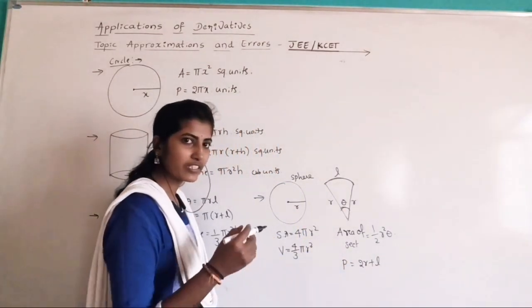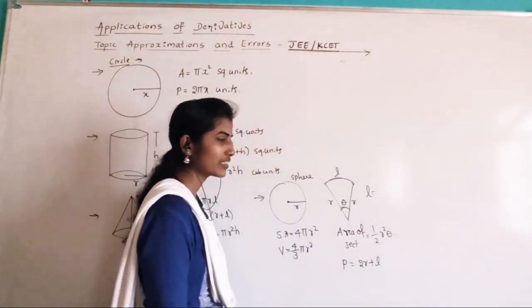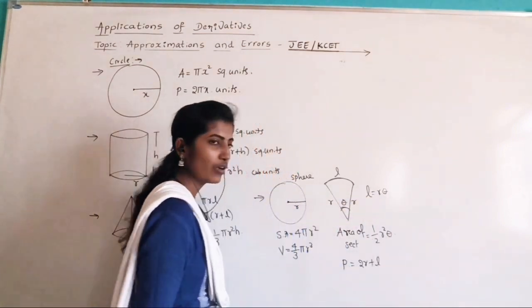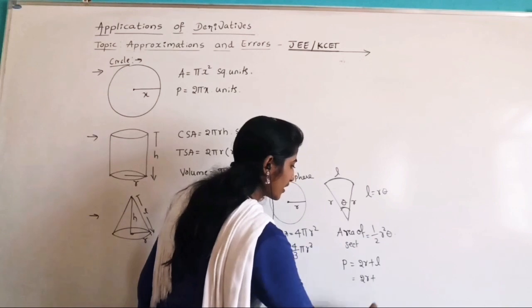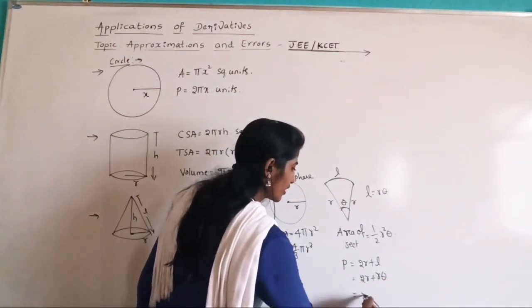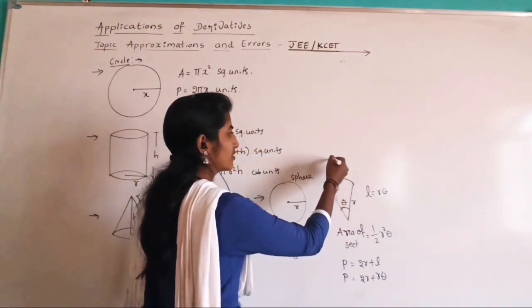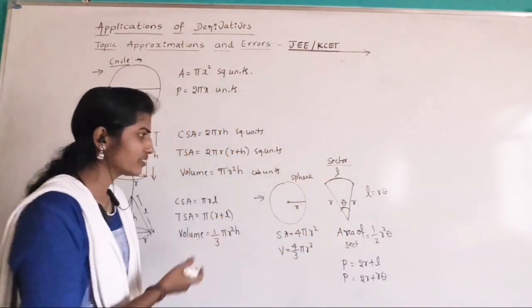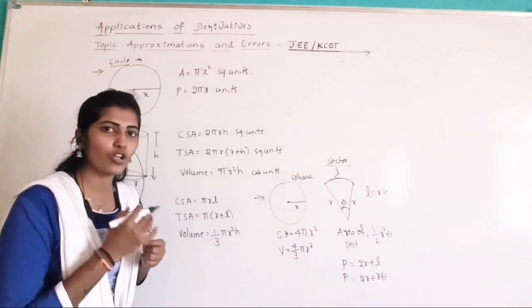You already studied this earlier: the length of an arc is given by l equal to r theta. Utilizing that concept, I can rewrite the perimeter as 2r plus r theta. This is the perimeter of a sector. Have a quick revision of these things. When you solve problems, this is going to be very helpful.